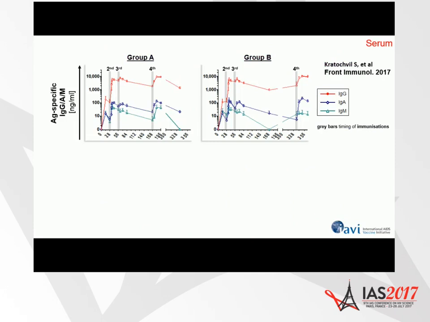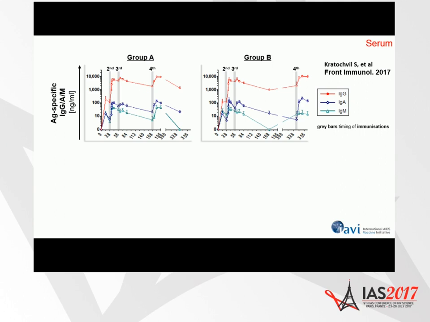Some of the things that one can do, this is my final example. This is not with a native-like protein. This is taking an old-school trimer, but looking at some of the impacts of intervals. We were interested to look at whether having a late boost versus an early boost, so 6 months versus 12 months, would impact on the induced immune response. So these top two graphs, group A was boosting at 6, and group B was boosting at 12 months.